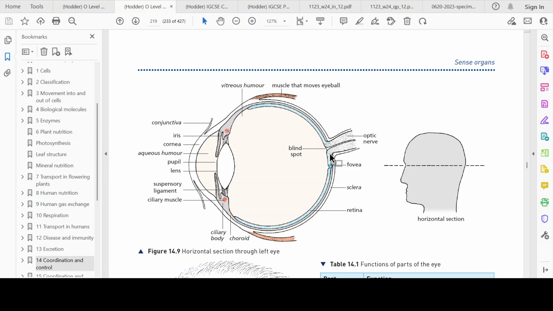That's because this part has no receptors for light, and so any part of an image that's formed that's hitting your blind spot is not going to be detected because it doesn't have any receptors over there.